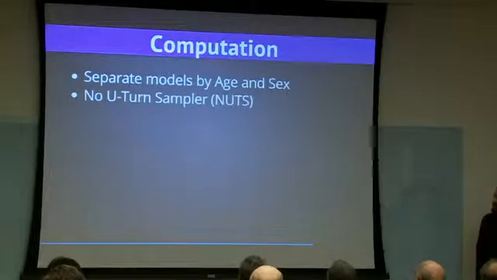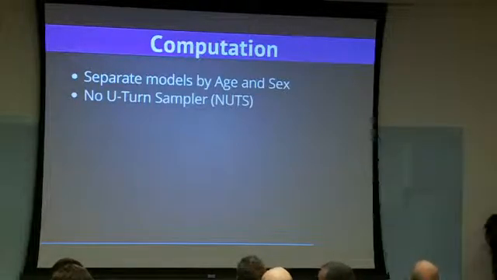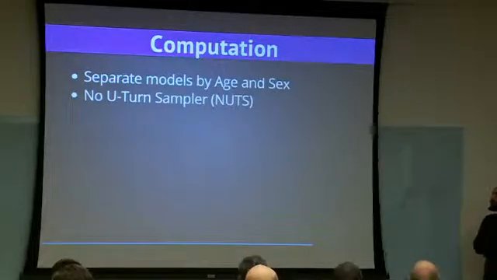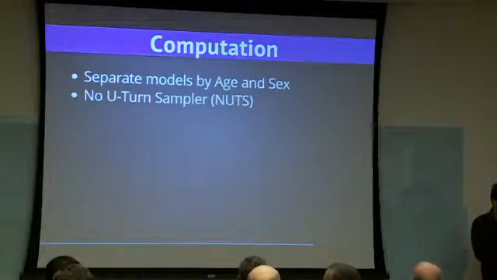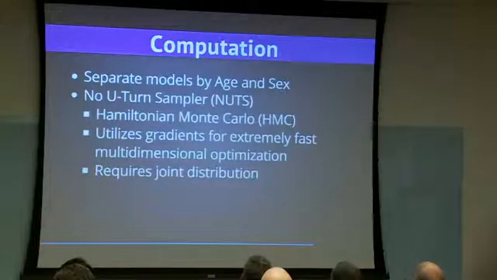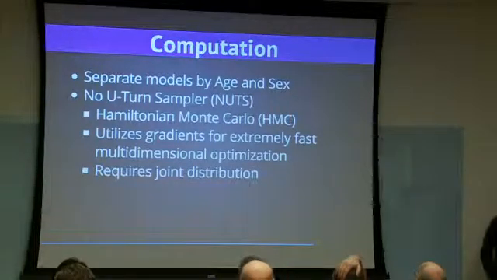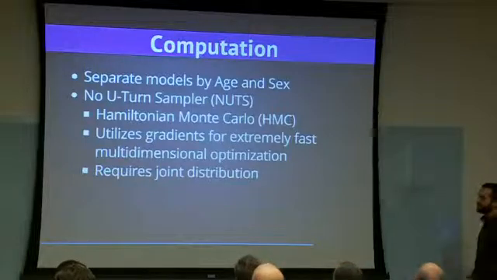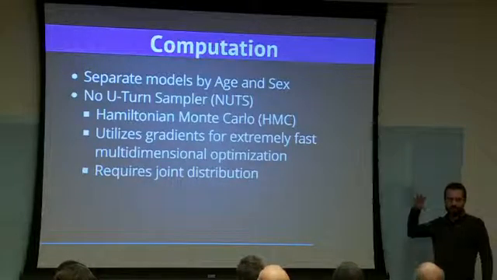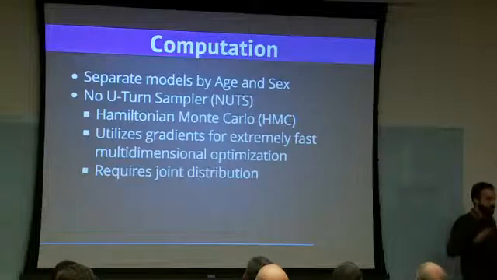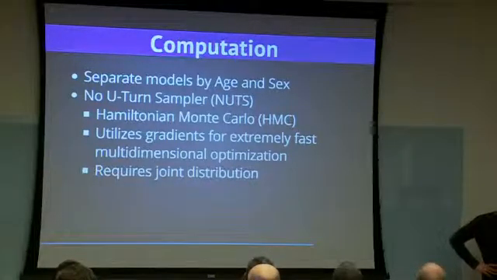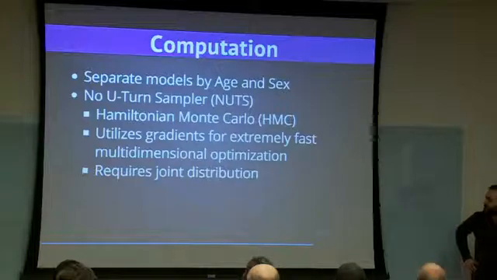So I use NUTS for this. NUTS is the No U-Turn Sampler, which comes out of Andrew Gelman's group at Columbia. And it's a relatively new sampler for Bayesian hierarchical models that is pretty awesome. It's a form of Hamiltonian Monte Carlo. And what it does is it utilizes gradients to optimize in these highly multidimensional spaces much faster than you'd ever be able to get with a standard Metropolis, for instance, or a Gibbs sampler.